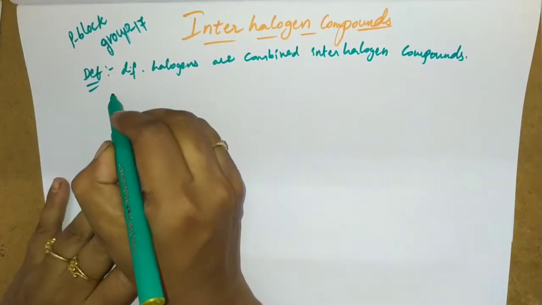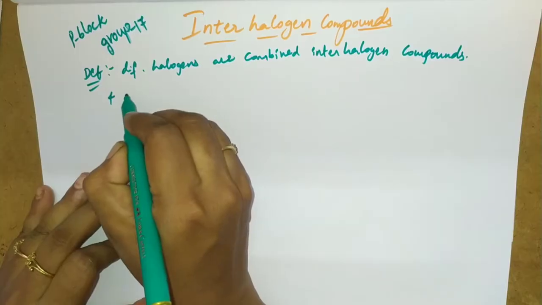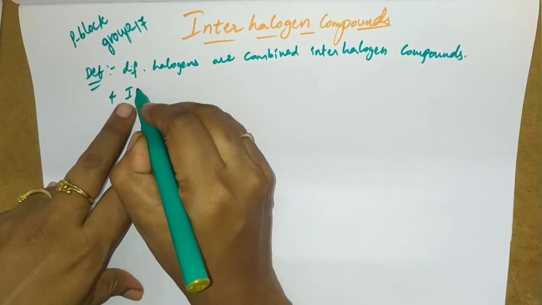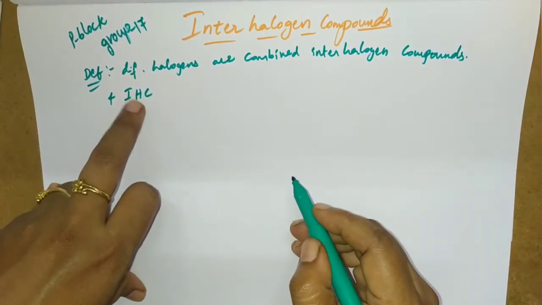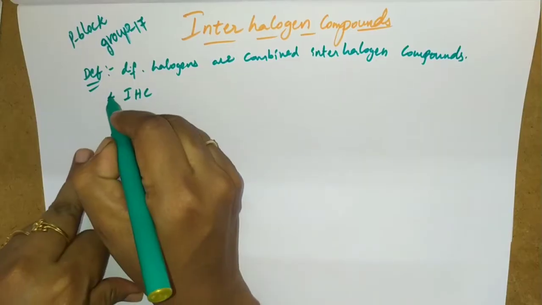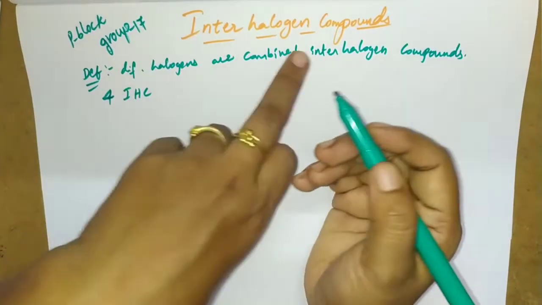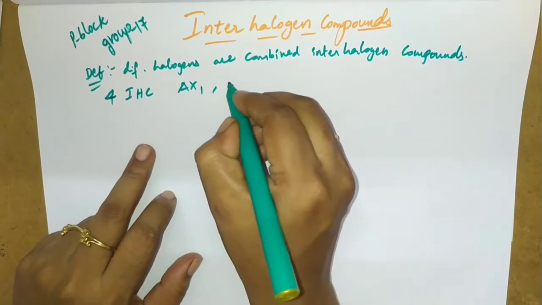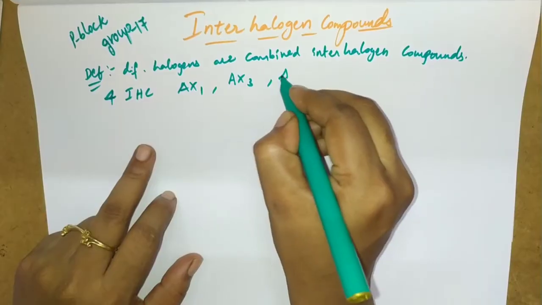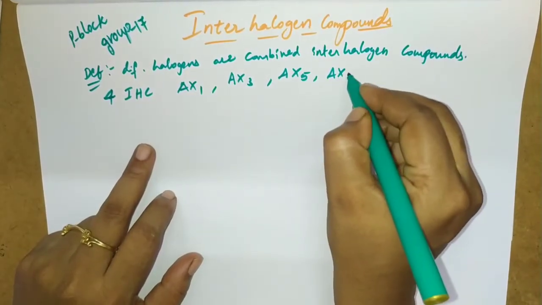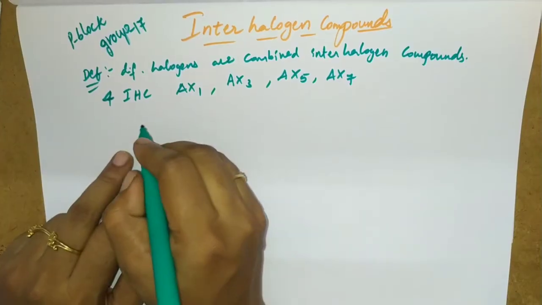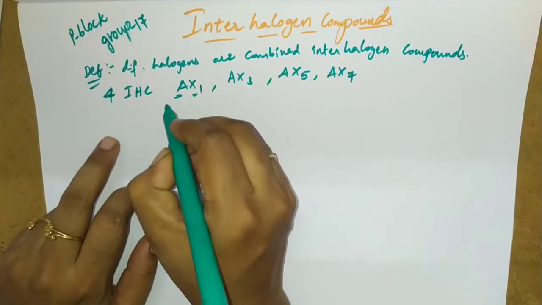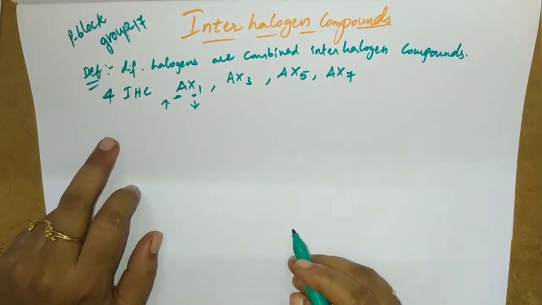Here, there are 4 types of interhalogen compounds. We have 4 types of interhalogen compounds, IHC, interhalogen compounds. They are AX, AX3, AX5, AX7. In these compounds, A is the higher halogen and X is the lower halogen. This one is the higher halogen, this one is the lower halogen.